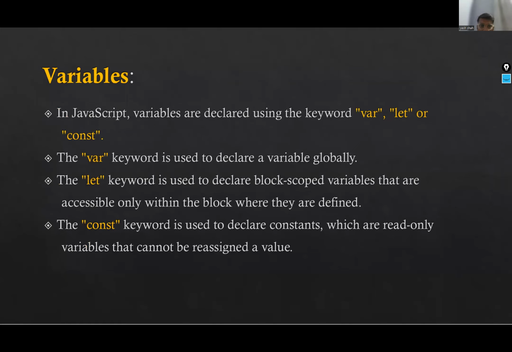Then we have variables in JavaScript. We declare variables using var, let, and const. The var keyword is used to declare the variable globally, and it can be accessed globally. The let keyword is used to declare block-scoped variables that are accessible only within the block in which they are defined. The const keyword is used to declare constants, which are read-only variables, and they cannot be reassigned a new value.